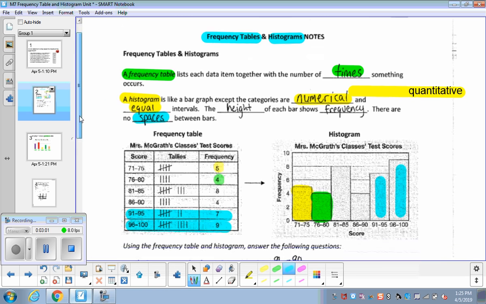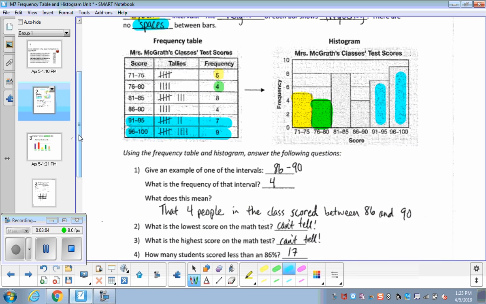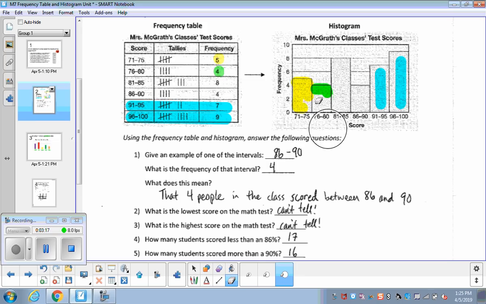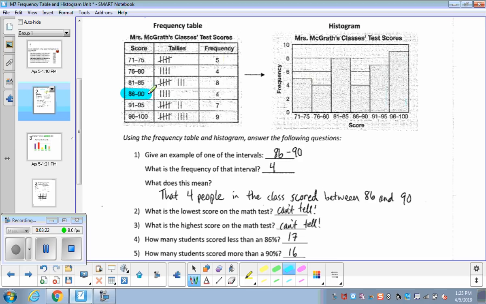Okay? All right, now let's answer this series of questions based on either the frequency table or the histogram. So for the first question, we just want to give an example of one of the intervals. So I just picked randomly, I picked the 86 to 90. Okay, so let me just erase all this stuff real quick. And I'm randomly just picking this interval to give as an example. Now, in that interval, it looks like 4 students scored between an 86 and a 90. So what is the frequency of that interval? 4. And what does that mean? That means that 4 people in the class scored between an 86 and a 90.